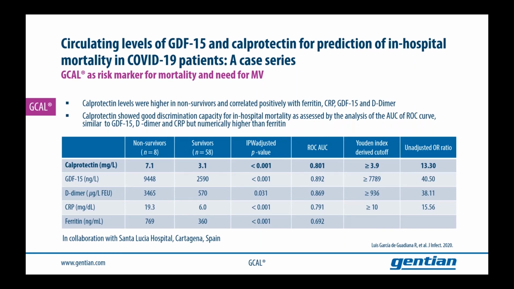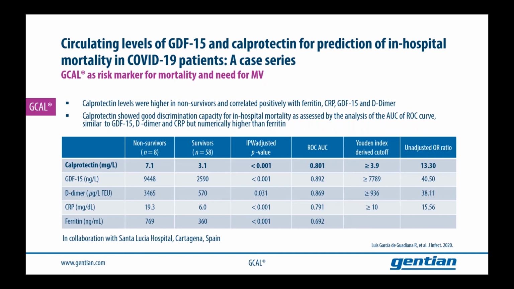The role of calprotectin and performance of GCAL assay in prediction of mortality and need for mechanical ventilation were investigated in a study published in collaboration with Santa Lucia Hospital, Cartagena in Spain. In this study, calprotectin was measured in patients presented at emergency department in Santa Lucia Hospital. And the aim of the study was to investigate if calprotectin could predict need for mechanical ventilation and mortality in patients with severe COVID-19.